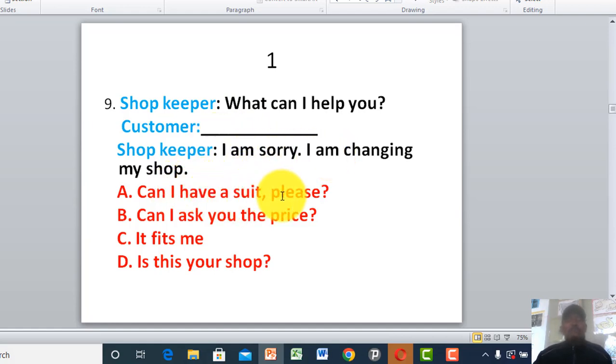Can I have a sweet please? I was looking for a shirt. I'm sorry, I'm changing my shop. Otherwise he gets the answer that I'm not serving now, I'm changing my shop. So the correct answer here is A.